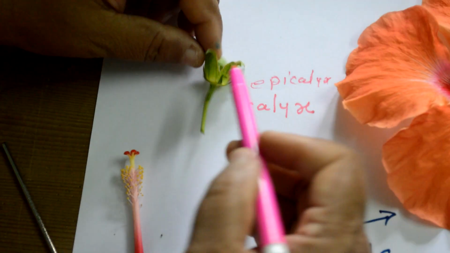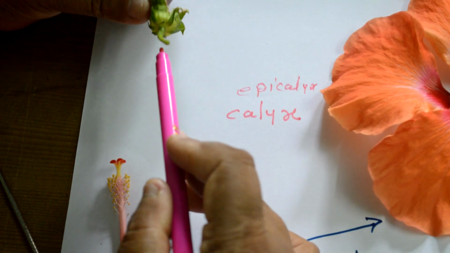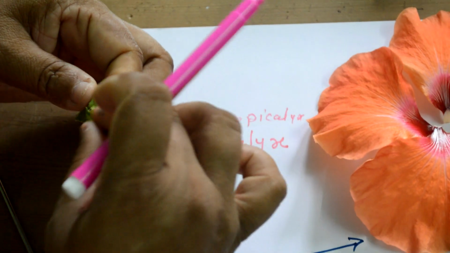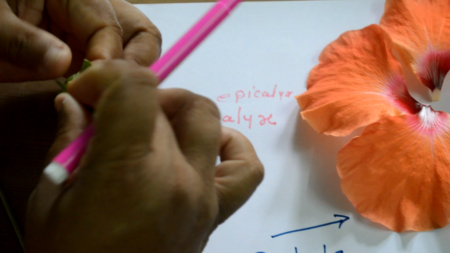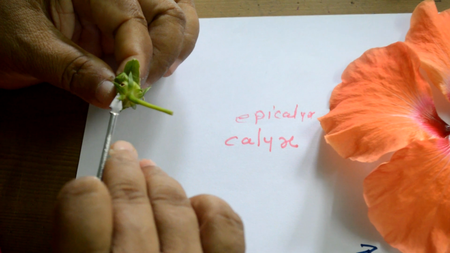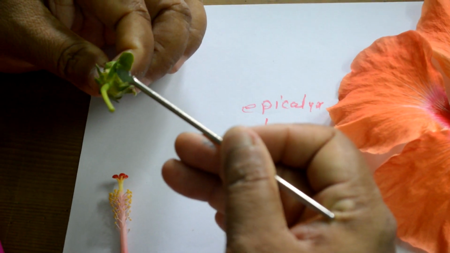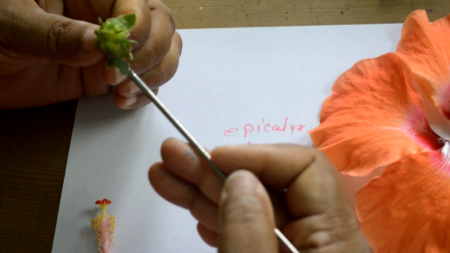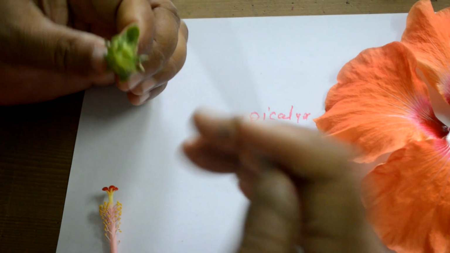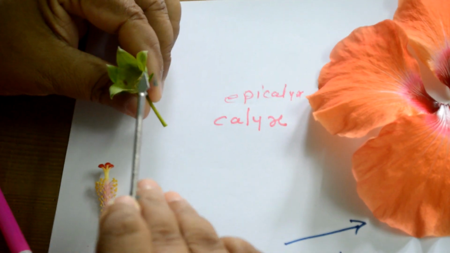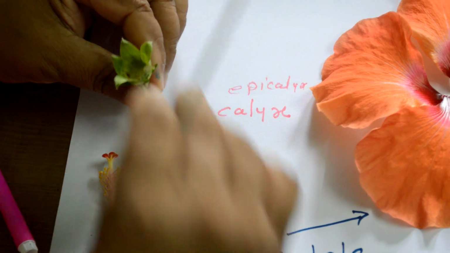Below, they are 1, 2, 3, 4, 5, 6. We can count 1, 2, 3, 4, 5, 6 and 7 epicalyx, and calyx are 1, 2, 3, 4, 5.